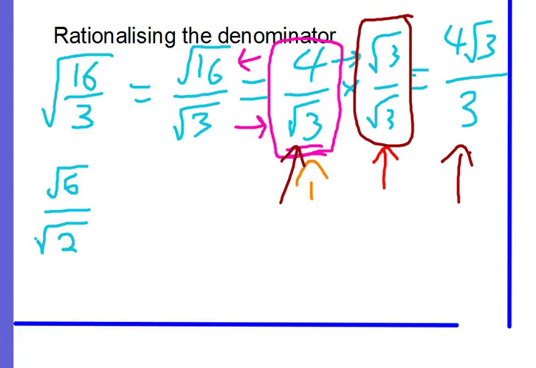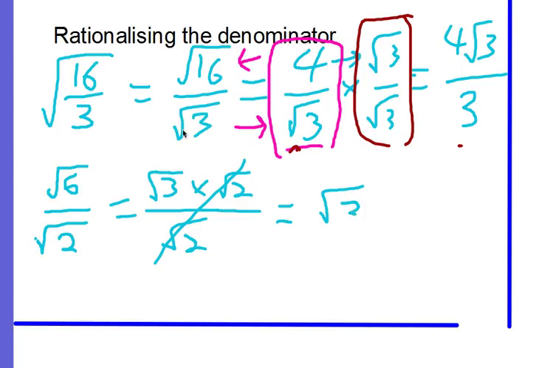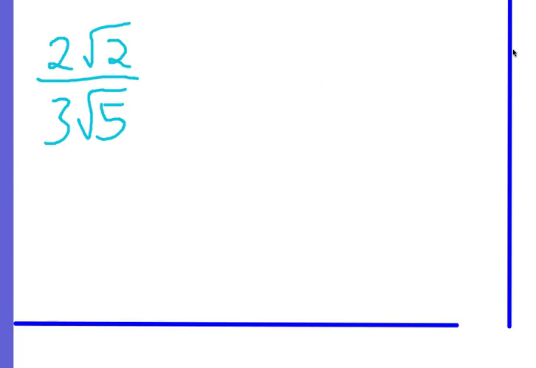Alright, let's look at this next one. I don't believe this next one will need to have its denominator rationalized. Let's have a look at it. We can see root 6 is the same as root 3 times root 2, and that's all on root 2. That can cancel, leaving root 3 on 1, or just root 3. Okay, let's go to the next page and see what's hiding on there.